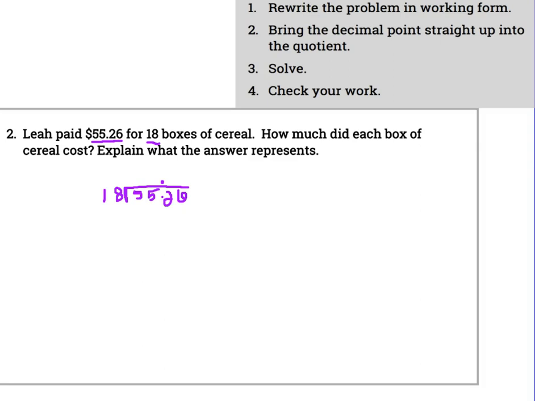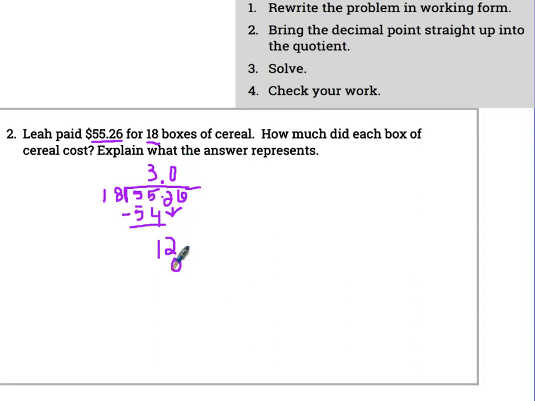Okay, so now let's check and see how you did. How many groups of 18 are going to fit into 55? Well, there's 3. 3 times 8 is 24. 3 times 1 is 3, plus 2 more is 5. Subtract: 1. 1 is less than 18. Bring down the 2. How many groups of 18 fit into 12? Well, none. 12 is smaller than 18. So you have to put a 0 in the quotient.